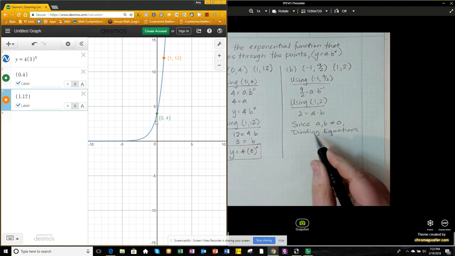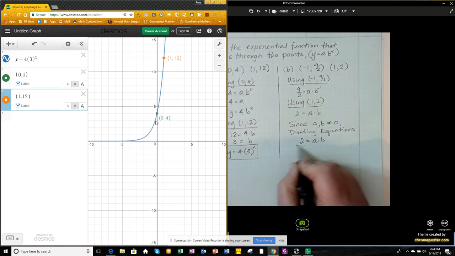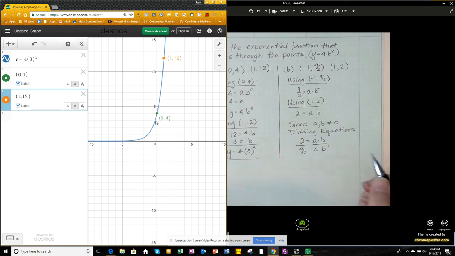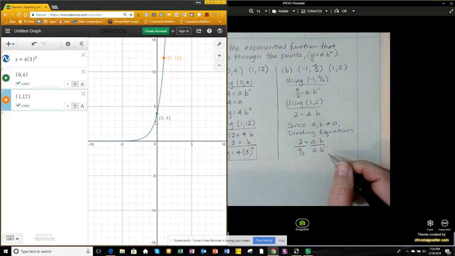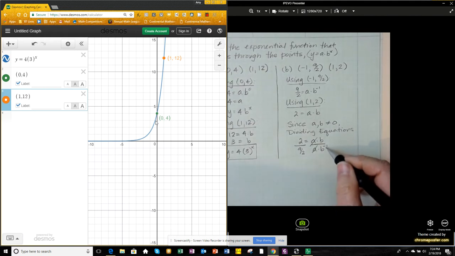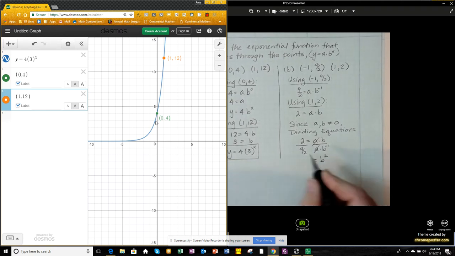Now I can divide them because a and b aren't going to be 0. So I'm going to take 2 equals a times b, and I'm going to divide that by 9 halves on this side and a times b to the negative 1 on this side. Now what was really nice about doing it this way is these a's are going to cancel, and I can subtract the exponents on this side. So b to the first minus a minus 1 is b squared on this side. And then I can keep the numerator, change the operation from division to multiplication, and say this is 2 ninths. So I'm going to get 4 ninths is equal to b squared.